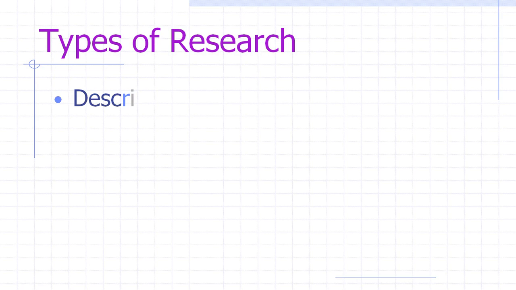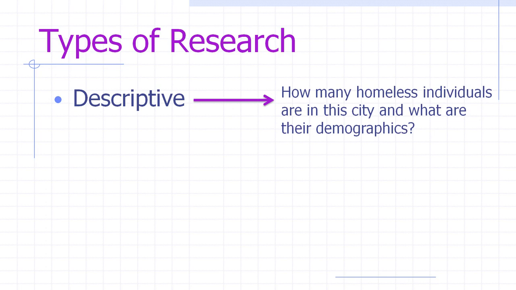Okay. So there are different types of research. One type is descriptive. This is where we're kind of, as the name suggests, trying to describe a particular situation or phenomenon or problem or what have you. So an example research question for a descriptive study would be, how many homeless individuals are in this city and what are their demographics? So in this study, the researcher is just trying to get a description of what the homeless population looks like. They're not trying to answer any question of why they're homeless or anything like that, just trying to give a picture of maybe a new homeless or a rise in homelessness in a particular city.